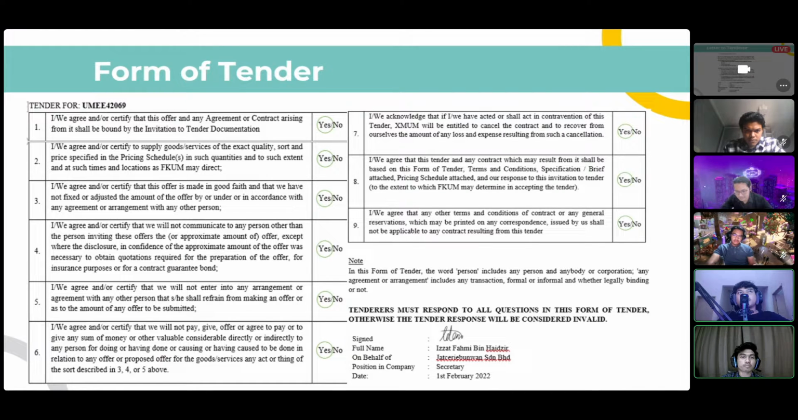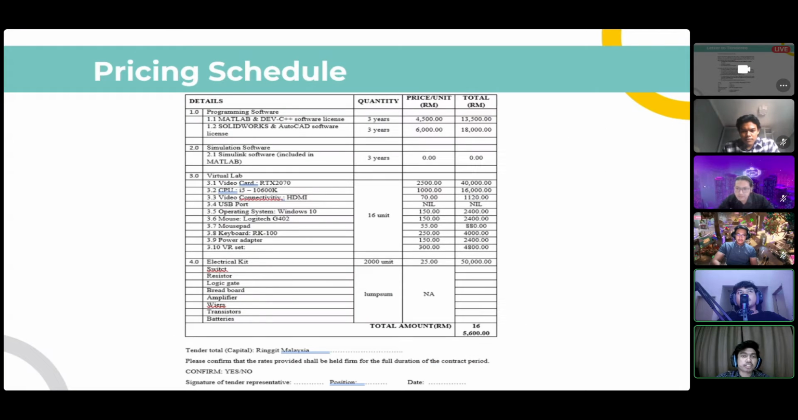So for the form of tender, as what has been required from the tender, we agreed to all of the agreement that University Malaya requests of us. Next. Okay, next we move to the pricing schedule. These are some items that have been shortlisted from what the tenderee wants. So we provide the price of each item.